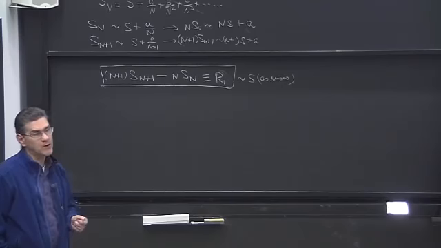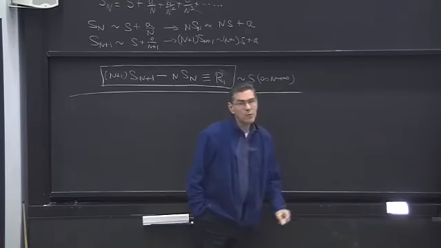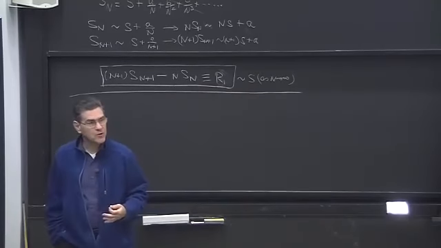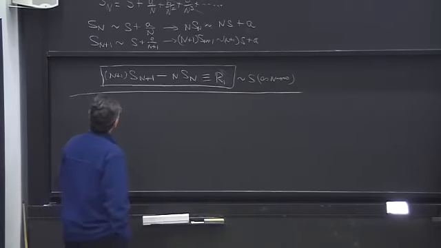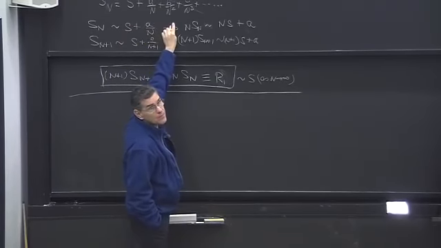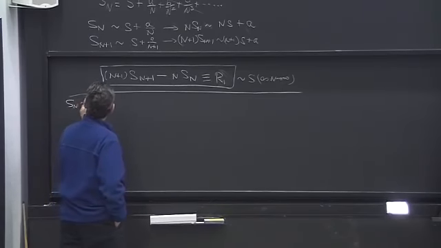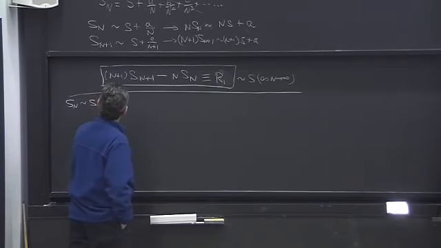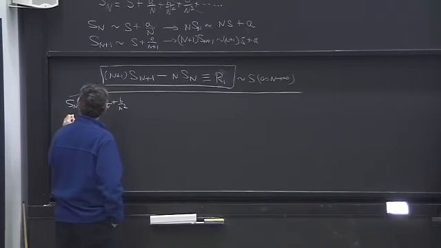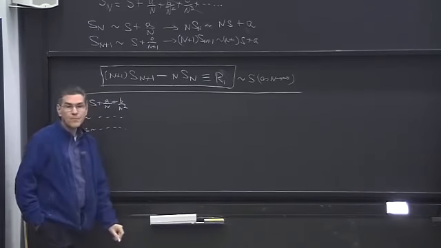So what if we want to do better? Well, if we want to try to obtain a better approximation, why don't we include A and B, not just A, but the B term in the sequence? Let's see what happens. Okay? So we have the equation Sn is S plus A over n plus B over n squared, and Sn plus 1 is and so on, and Sn plus 2 is and so on.